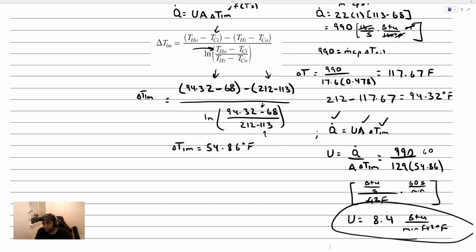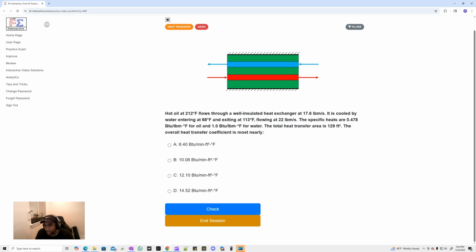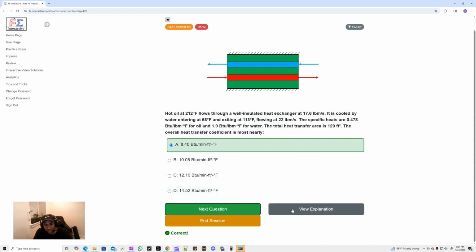Let's go ahead and check this answer. What we're getting here is pretty much 8.4. I checked that answer. I did get it correct.